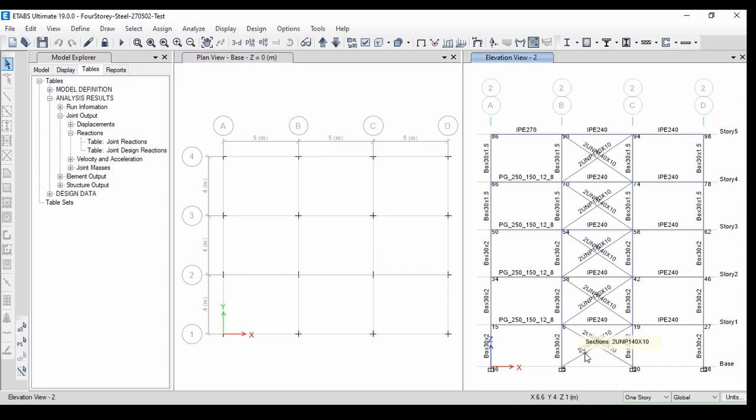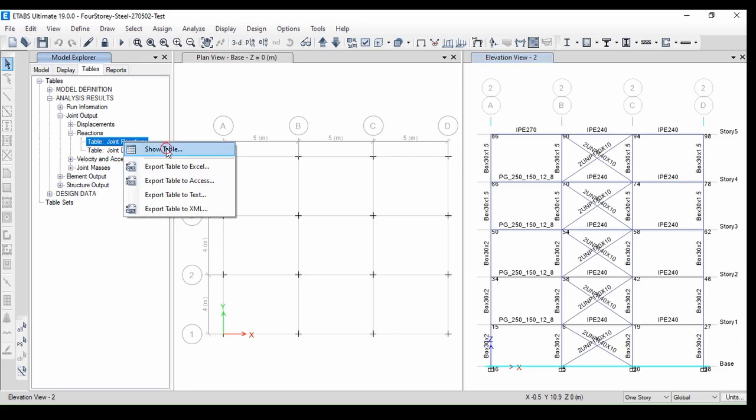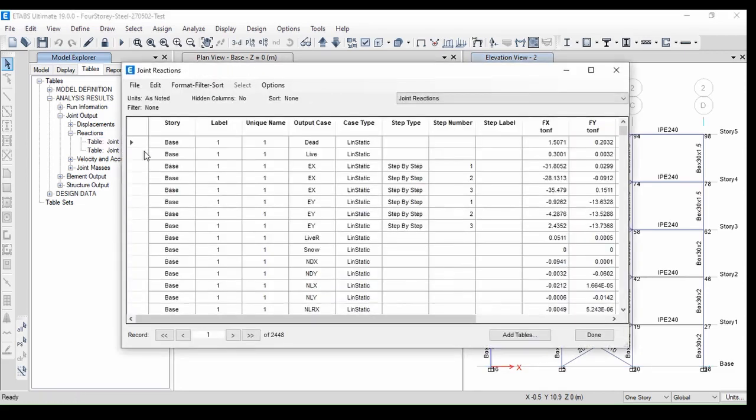So in order to extract the required strength of the connection, we go to the Tables here, then Analysis Results, then Reactions, and then right click on Joint Reactions, then click on Show Tables. So here we should read the maximum axial, shear, and flexural forces created by the load combination with overstrength seismic load. So before you read forces, you should run the analysis based on the overstrength seismic load. It is due to the requirements of AISC.